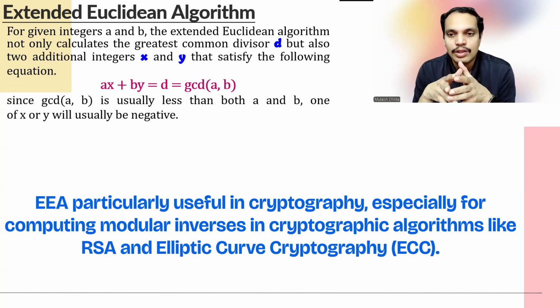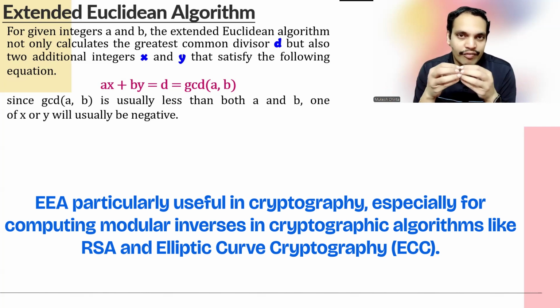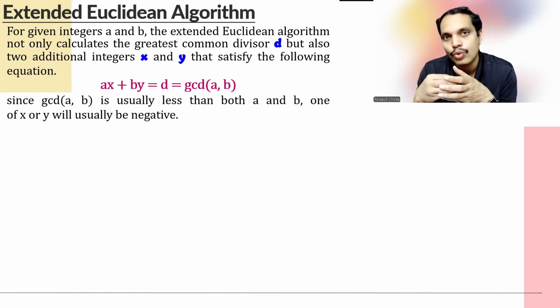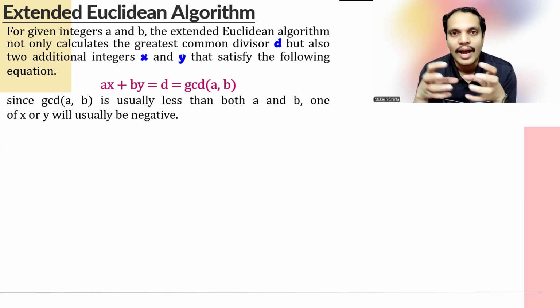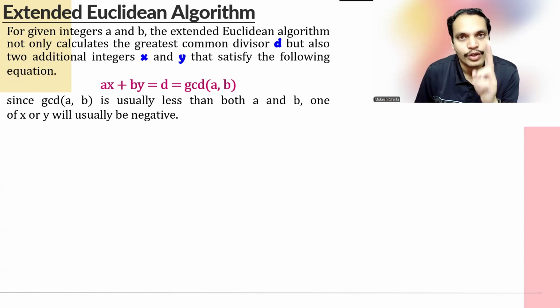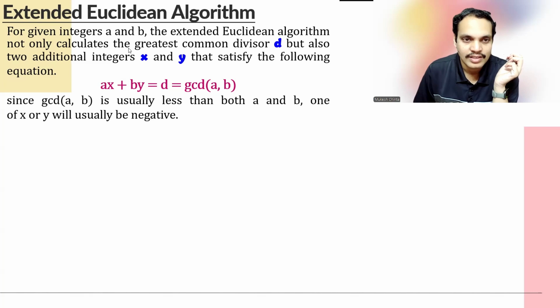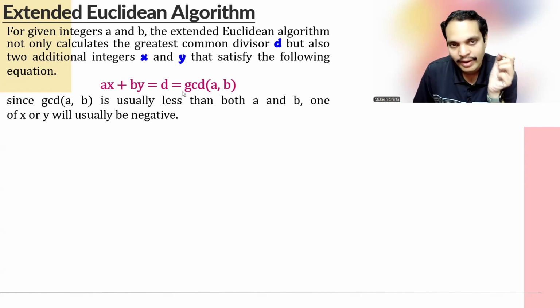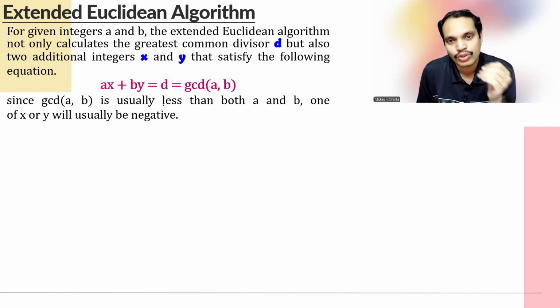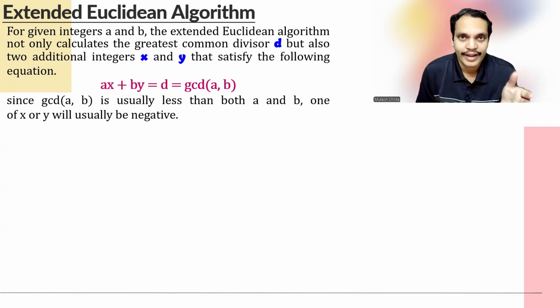The standard Euclidean algorithm gives the greatest common divisor, but if we extend it, we can discover how to write the GCD as an integer linear combination of the two original numbers. In a sense, this is the equation that we get by calculating the GCD and extending this algorithm. GCD of a comma b is usually less than both a and b. You have to understand that either one of x or y will usually be a negative value. In the next video, we are going to use this extended Euclidean algorithm to find the multiplicative inverses in modulo arithmetic.